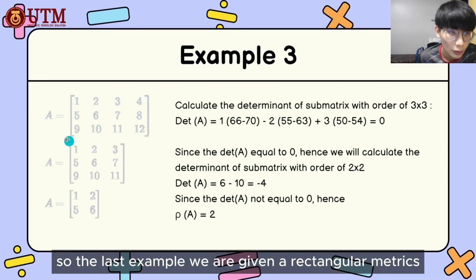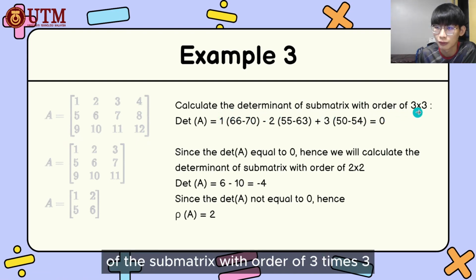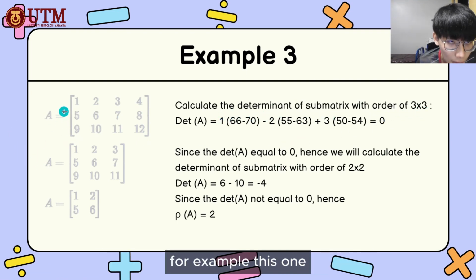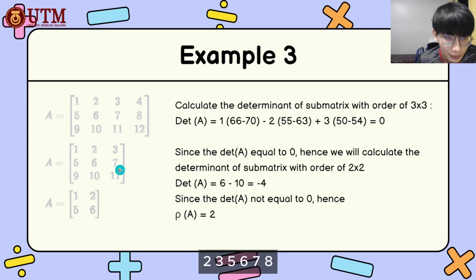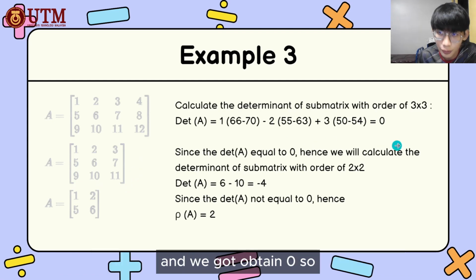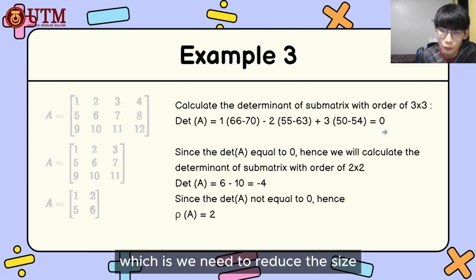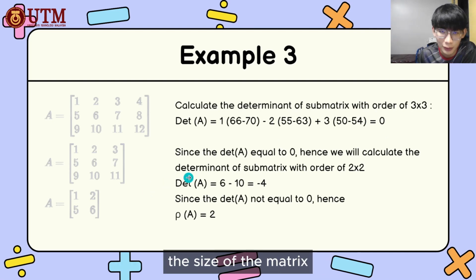For the last example, we are given a rectangular matrix. What we need to do is find the determinant of a submatrix with order 3 times 3. For example, this one. We can take 1, 2, 3, 5, 6, 7, and 9, 10, 11. We calculate the determinant of this matrix, and we obtain 0. So when we obtain 0, what do we need to do? We need to reduce the size of the matrix.